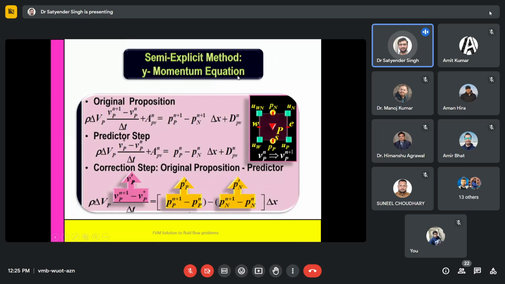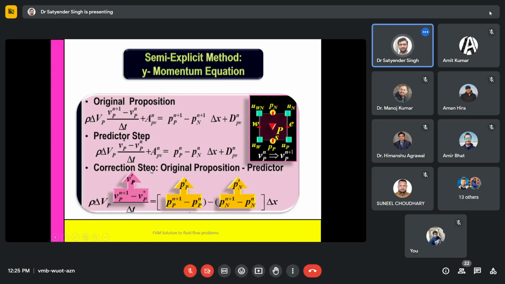And similarly for the y momentum equation, this is the original proposition. Again, in the original proposition, we want to solve this equation for v p n plus 1. And again, the problem that arises is that we have unknown p at n plus 1 at two grid locations, so it cannot be solved. So we go to the predictor step. In the predictor step, we replace p n plus 1 with p star, and all these values will be calculated by taking the reference of the variables at n level. And at the end of the predictor step, I will have some numerical value available for v p star.